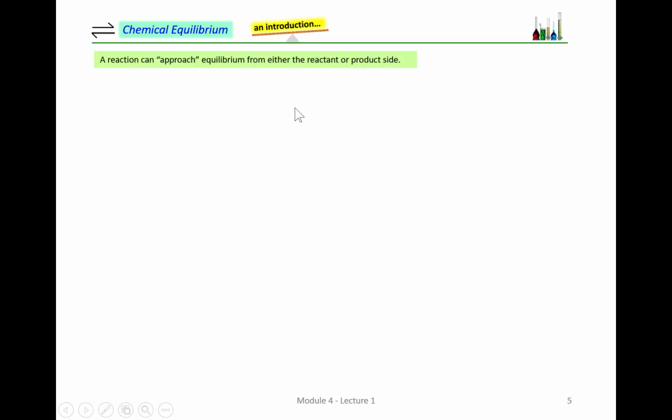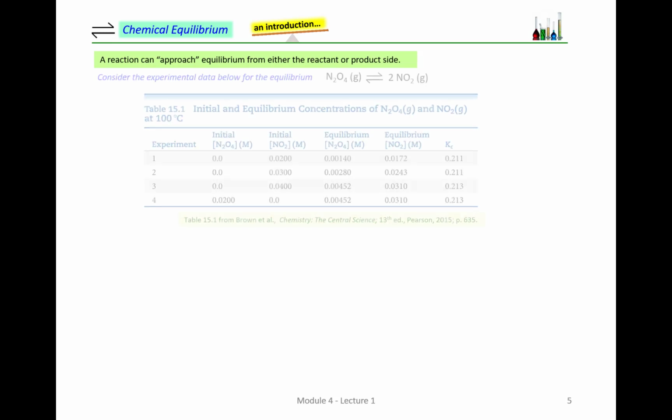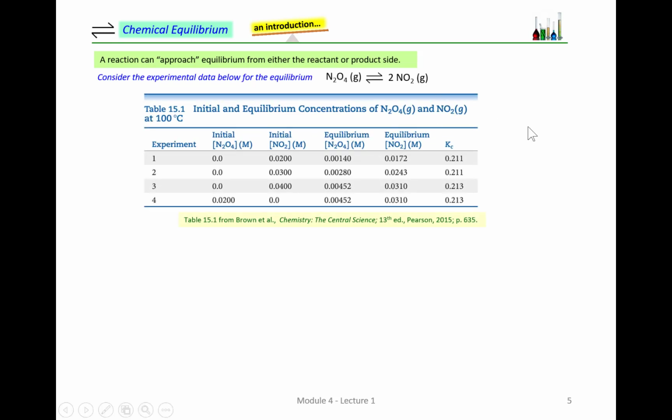Interestingly, a reaction can approach equilibrium from either the reactant or product side. Now, I just threw a lot of information on the slide, but we're going to once again look at our first example reaction of N2O4 in equilibrium with 2 molecules of NO2. And of course, the way we've written this, we consider N2O4 to be our reactant because it's on the left side, and NO2 to be our product because it's on the right side.